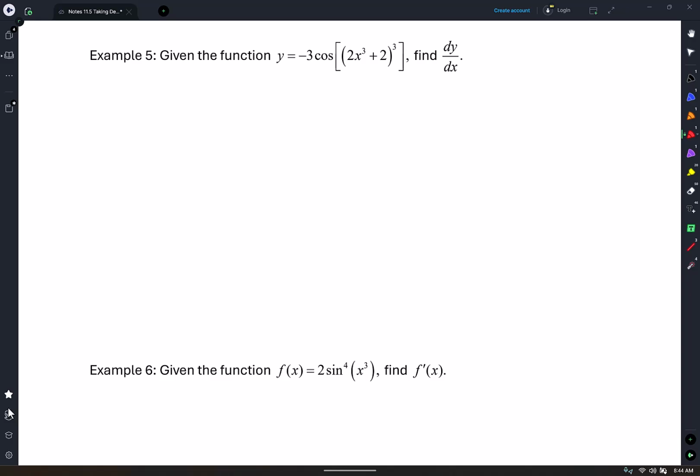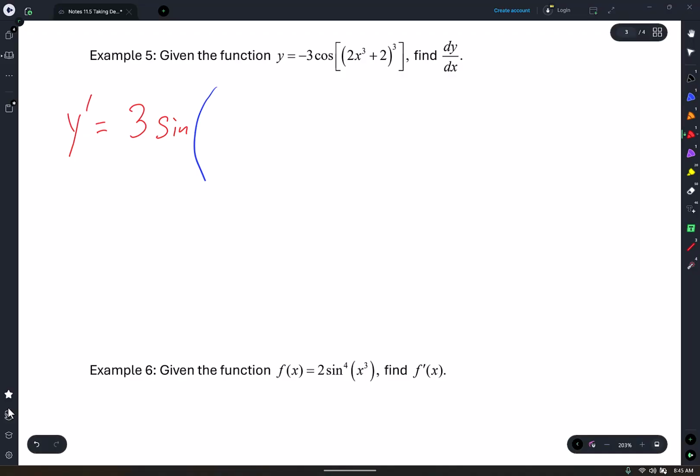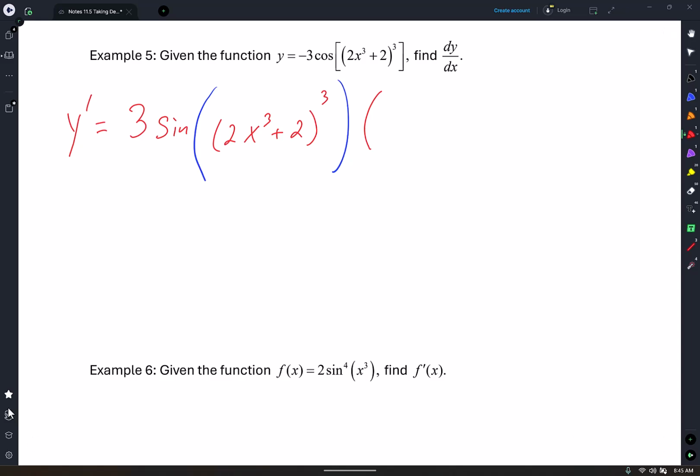Number 5. All right, here we go, guys. Y prime, or dy dx, equals, what's the derivative of cosine? Negative sine. So negative times a negative is a positive. So I'm going to write 3 sine, giant parenthesis instead of a bracket. And I'm gonna write 2x cubed plus 2 close to the power 3. Close this. Am I done? No. Times the derivative of the inside. What do I write? 3, 2.